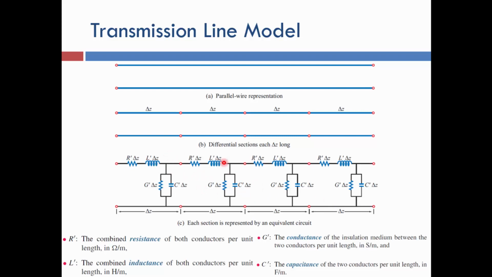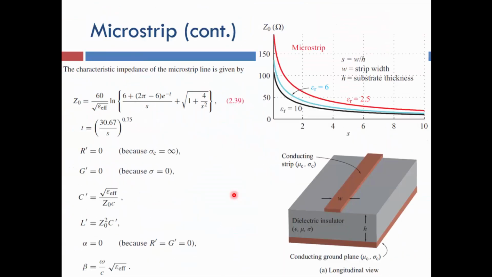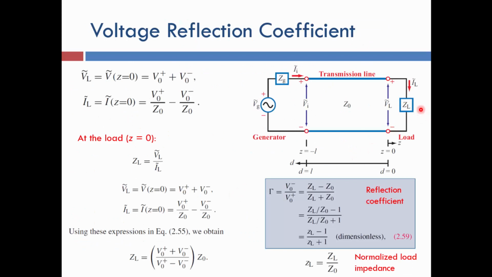Okay, so if such a transmission line is terminated with an arbitrary load with a specific impedance, let's call it Z load, this load could be an antenna, for example, or any other component like a filter or an amplifier, anyone.